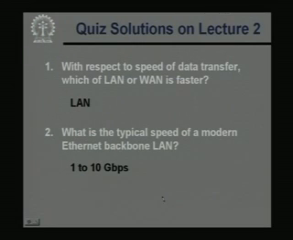Let us quickly browse through this. The first question was, with respect to speed of data transfer, which of LAN or WAN is faster? Undoubtedly it is LAN, because in LAN you can have speeds which can range up to 1 gigabit per second or more, but in WAN it is much less. What is the typical speed of a modern Ethernet backbone LAN? Backbone LANs are faster. Typically we have 1 Gbps, or in some modern installations it has gone up to 10 Gbps even. Okay.